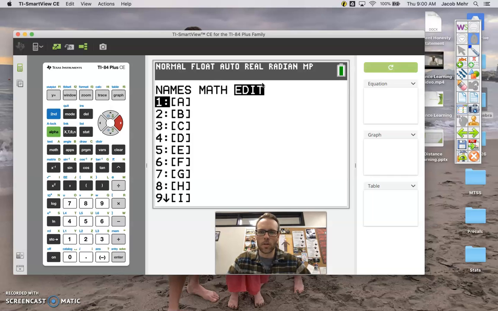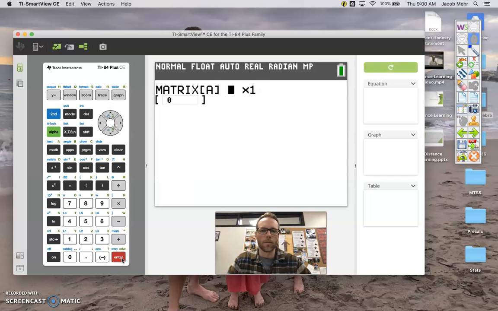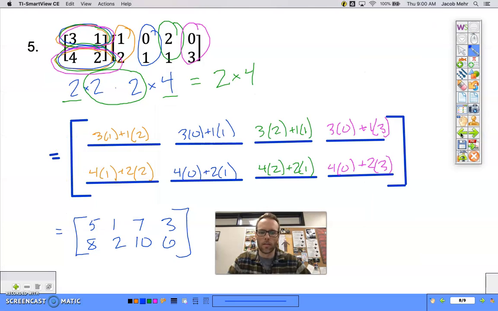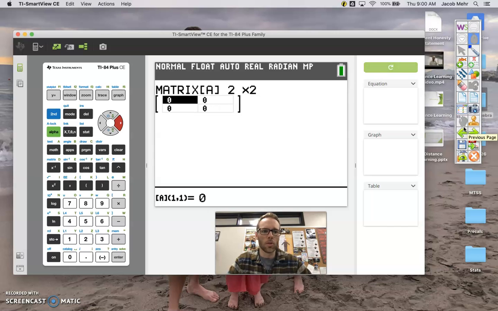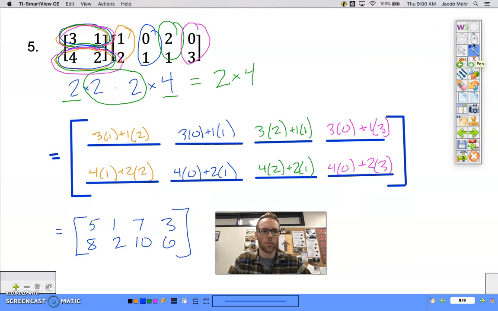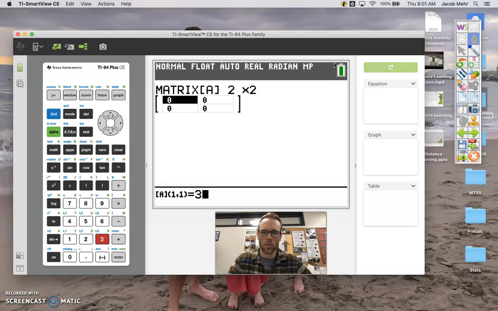So to edit matrix A, I will select that, and it first asks for the dimensions of matrix A, which would be a 2 by 2. So we're going to put in a 2 by 2. Okay, that looks good, and then we'll just type in our matrix: 3, 1, 4, 2. All right, that looks good.